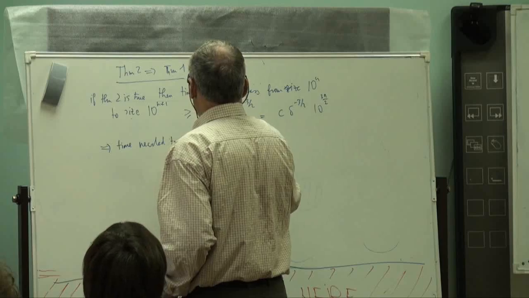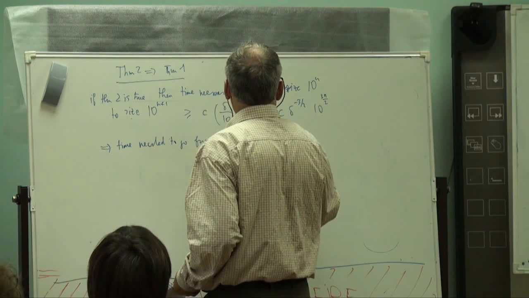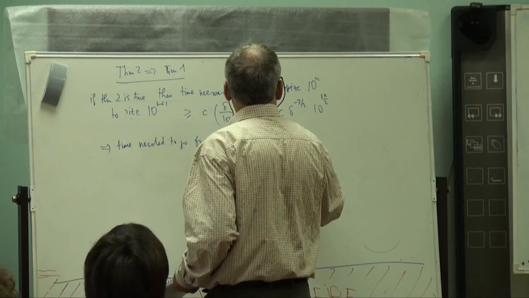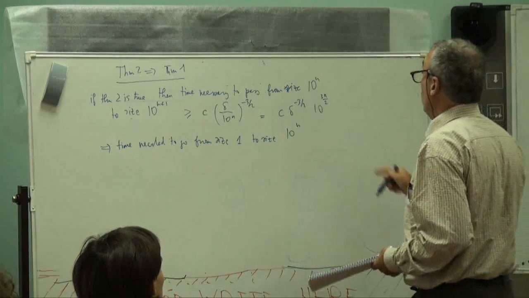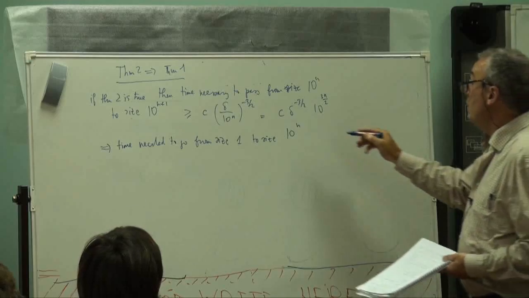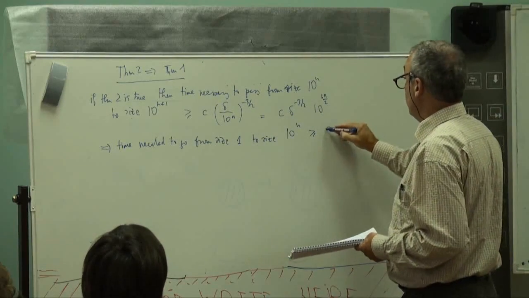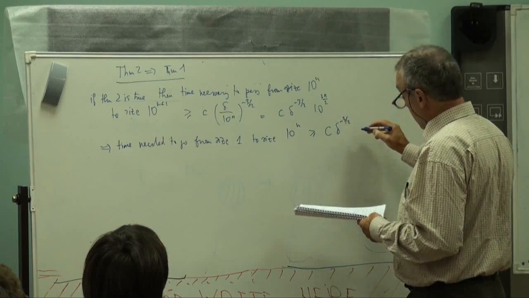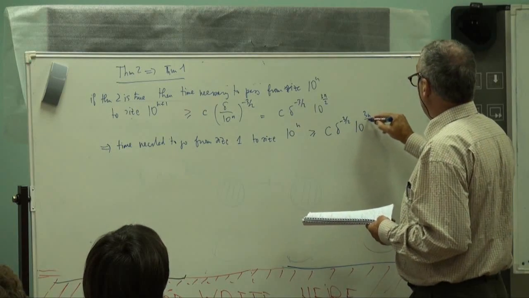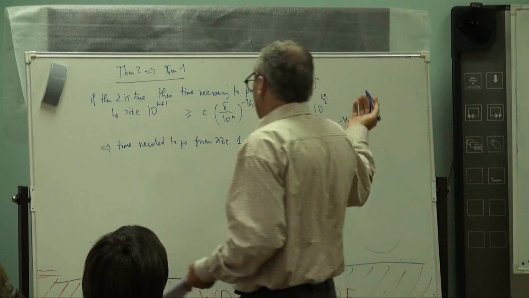So this implies that the time needed to go from size 1 to size 10 to the n, say, is just a geometric series, so it's equivalent to the last term. So this is greater than c times delta to the minus 3/2 times 10 to the 3n over 2. So now we are done.